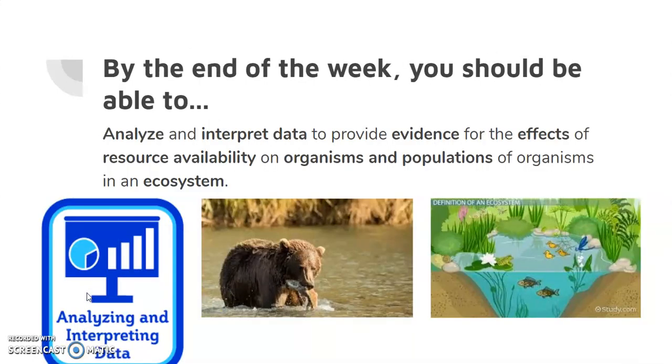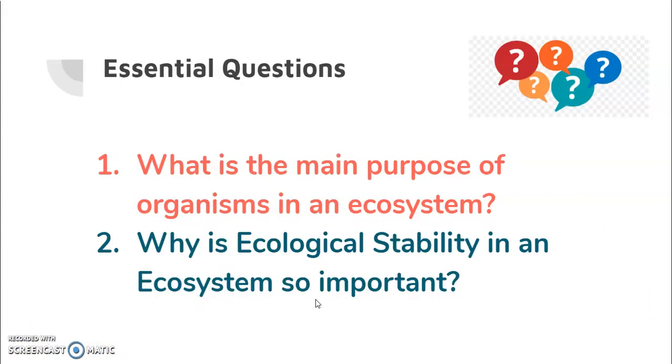By the end of the week, you should be able to analyze and interpret data to provide evidence for the effects of resource availability on organisms and populations of organisms in an ecosystem. That means this unit involves multiple graphs and visual representations. You'll never need to create your own graph. The graph will always be provided to you, but you will have to answer questions to interpret the data that's shown in a graph.